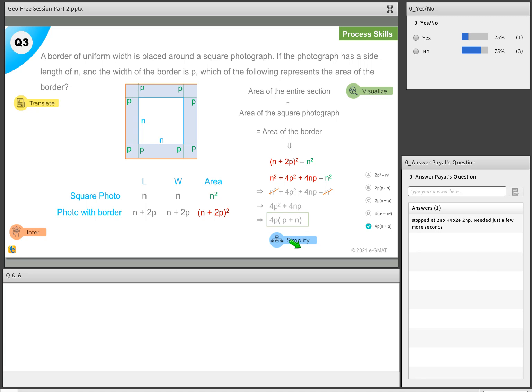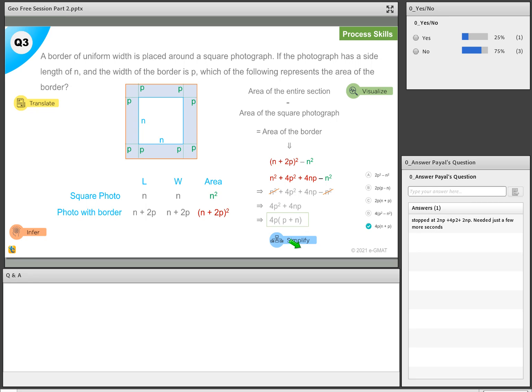So you just needed a few more seconds. You stopped at this point. Good, that's absolutely fine. I understand that there was a time constraint here, but just imagine if you built the skill, you would have been able to do this a bit more quickly. That's what you should target, because you know the process. You just have to now do it a little bit faster. So figure out where you took a little bit more time.